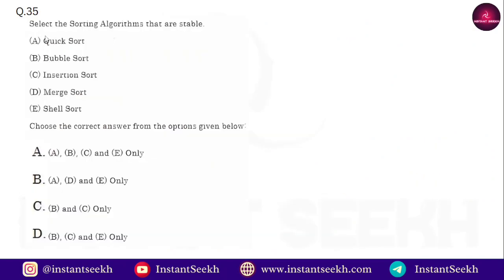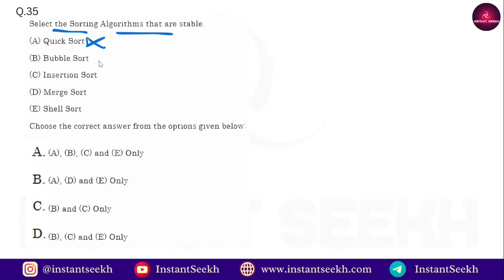Select the sorting algorithms that are stable. Now, one by one, we will see. Quick sort: is it stable? No, it is not stable, because it does not guarantee that the relative order of equal elements will be preserved. So quick sort is incorrect.